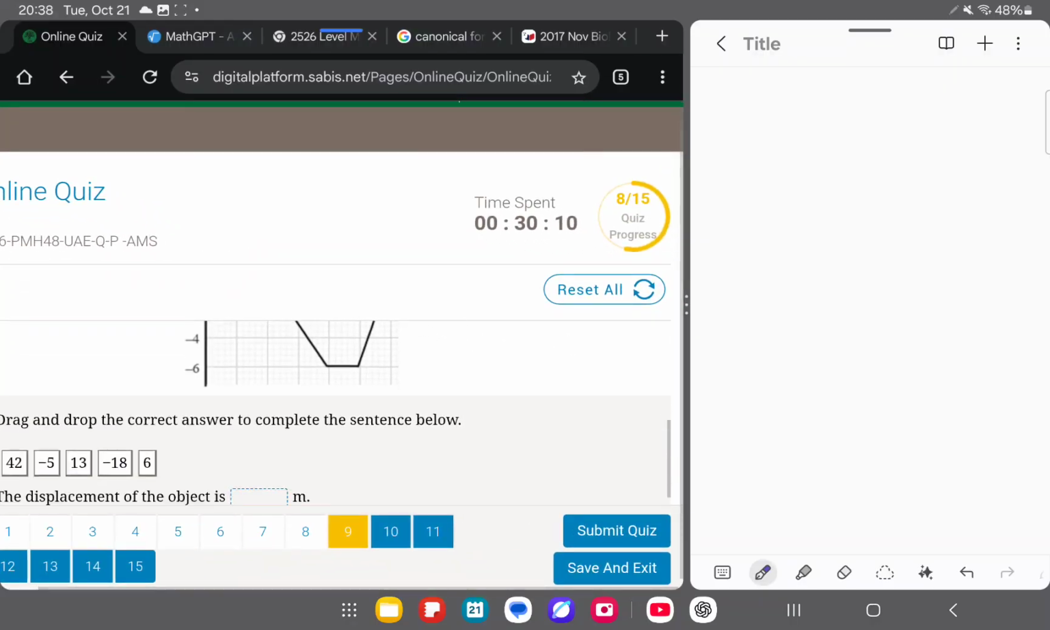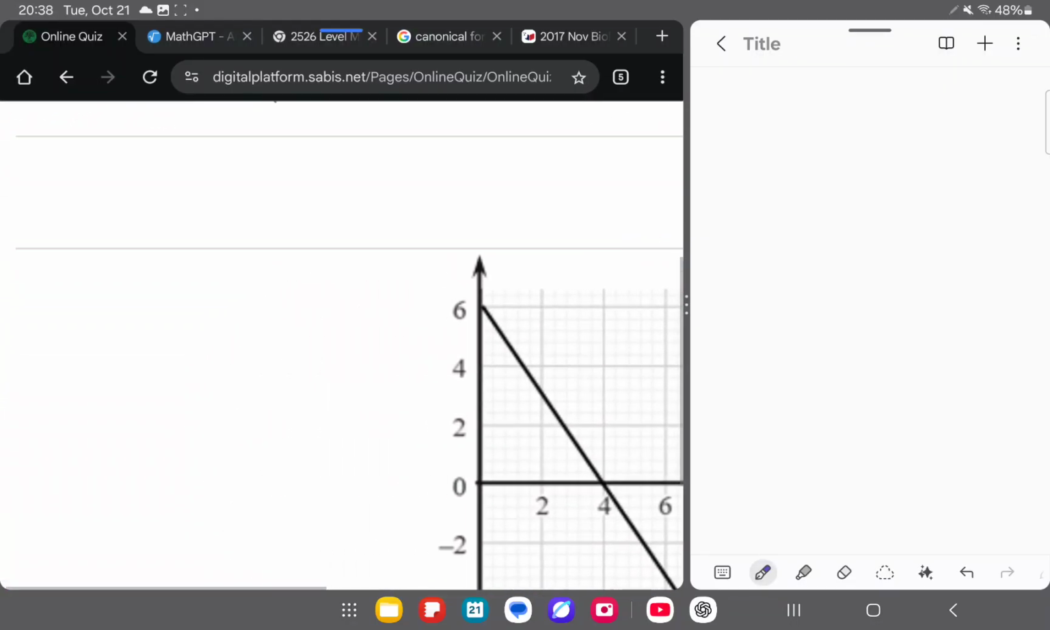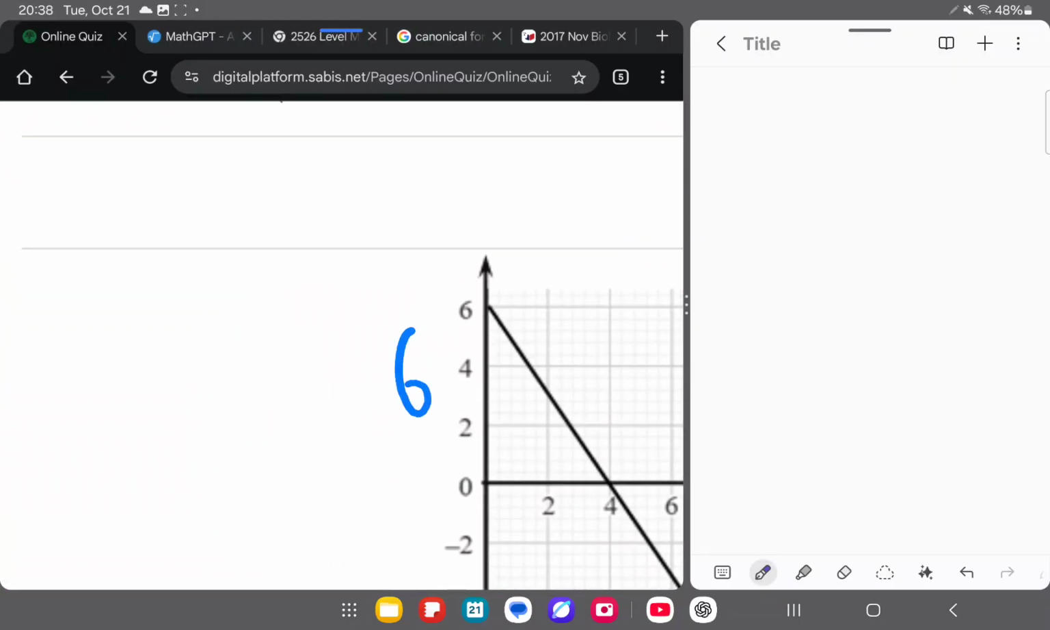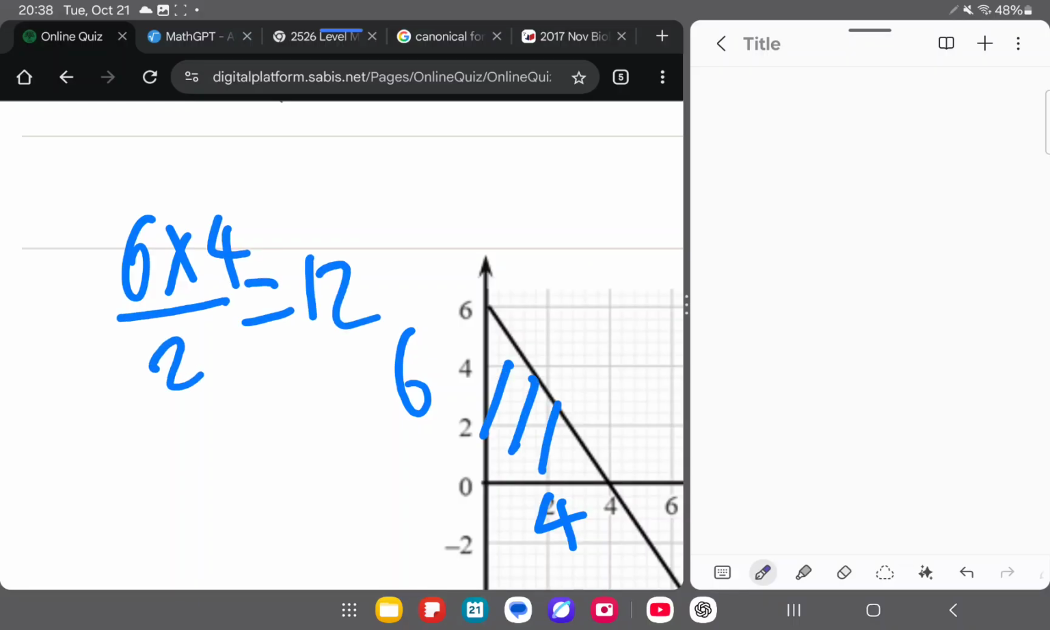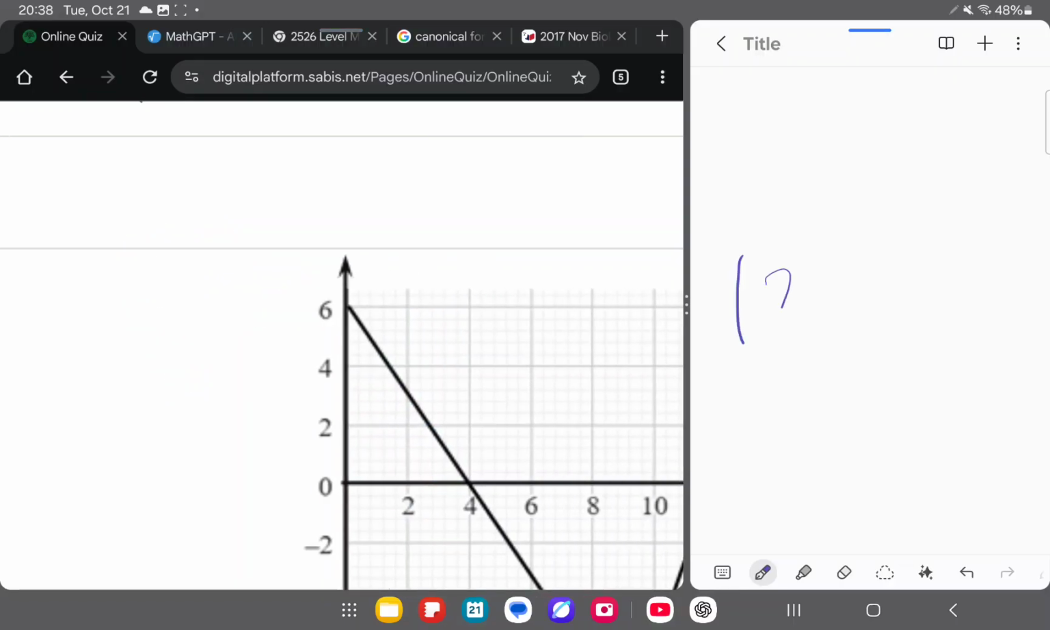Okay, so let's first find the areas. Let's really quickly do this. We have height 6 and base, sorry, 4. The base is 4, so 6 times 4 over 2, which is 12. So the shaded area here is 12. The first one is 12.